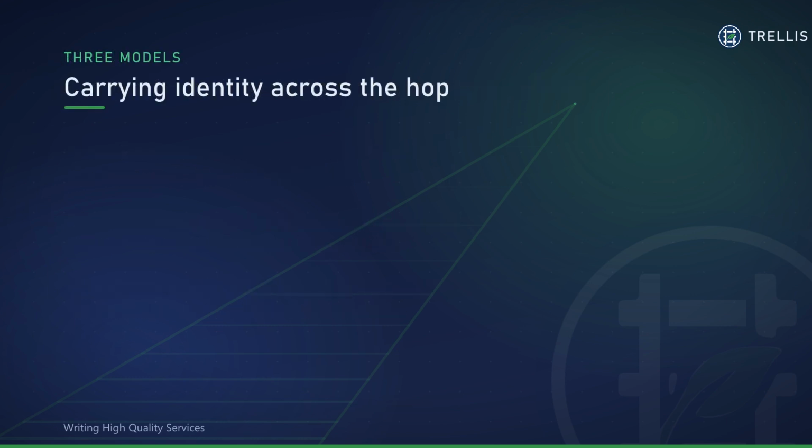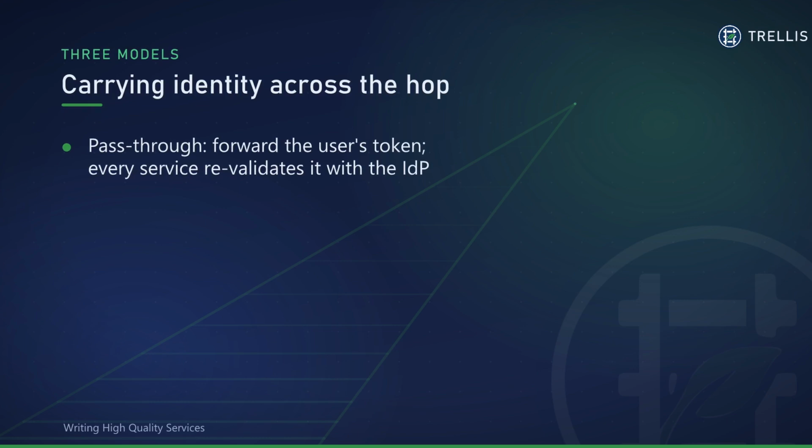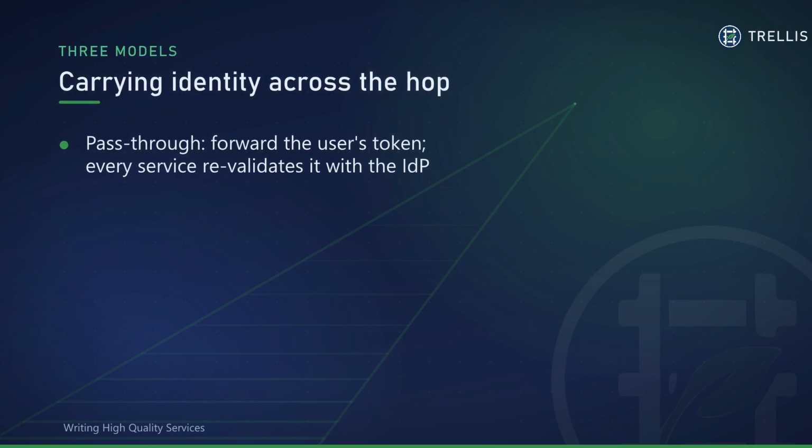So each service has to verify, but verify what exactly? There are 3 ways to carry a caller's identity across the boundary. 1. Pass-through. You forward the user's original token, and every service revalidates it against your identity provider. Simple, but now every service is coupled to that provider and its exact token format.